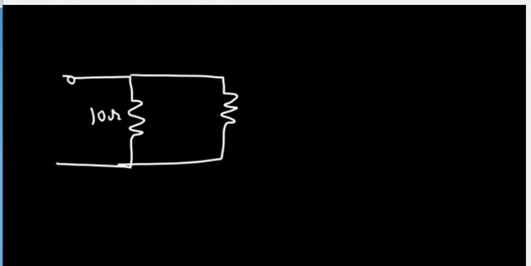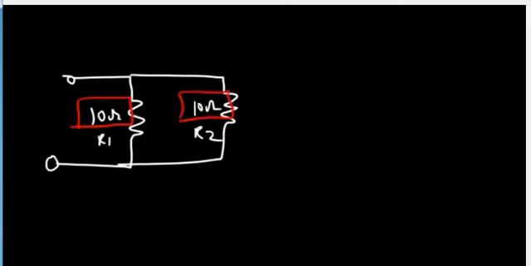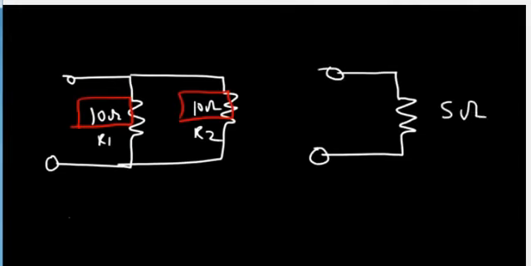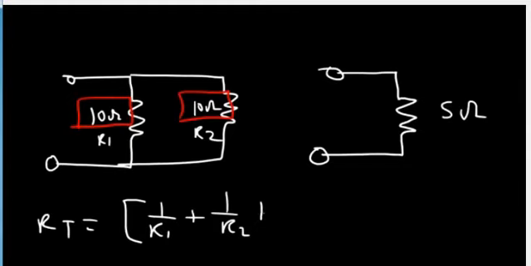When two resistances of 10 ohm and 10 ohm are connected in parallel, how to calculate the total resistance R equivalent? 1 divided by R equivalent is equal to 1 divided by R1 plus 1 divided by R2. Right? As I told you, when two resistances are there, R equivalent is equal to R1 into R2 divided by R1 plus R2, or 1 by R1 plus 1 by R2.